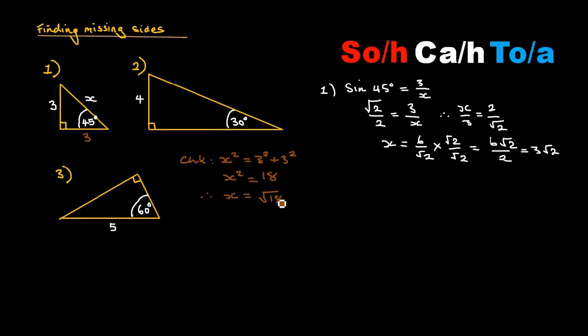Surds can be split up to simplify them, because we haven't yet got 3 root 2. So what you can do is rewrite this as root of 9 times 2, because 9 times 2 is 18. Now we can split this up and say x equals root 9 times root 2. It gets a bit complicated, but this is a useful check and after a while not too difficult. The root of 9 is 3, so that's going to be 3 root 2, so this must be correct.